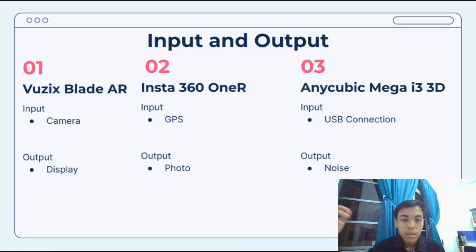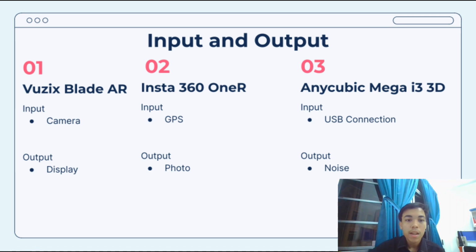The second device is the Insta360 1R. So the input is the GPS. The Insta360 1R includes a built-in GPS module that allows customers to track the camera's place, speed, and altitude. And the output is the photo. The camera can output pictures in numerous formats, including popular 360 degree snapshots and photographs.